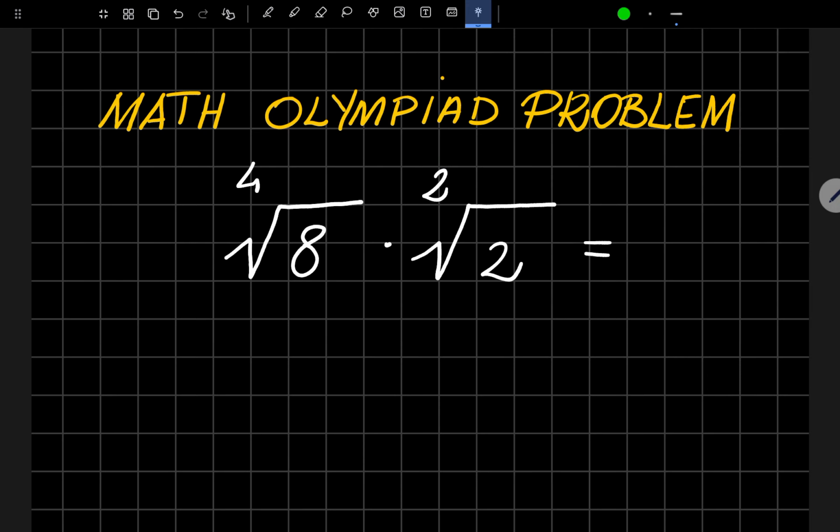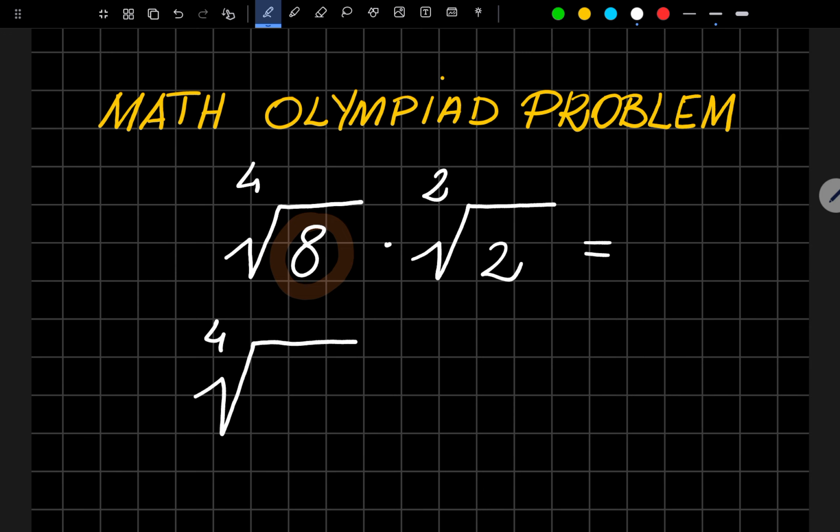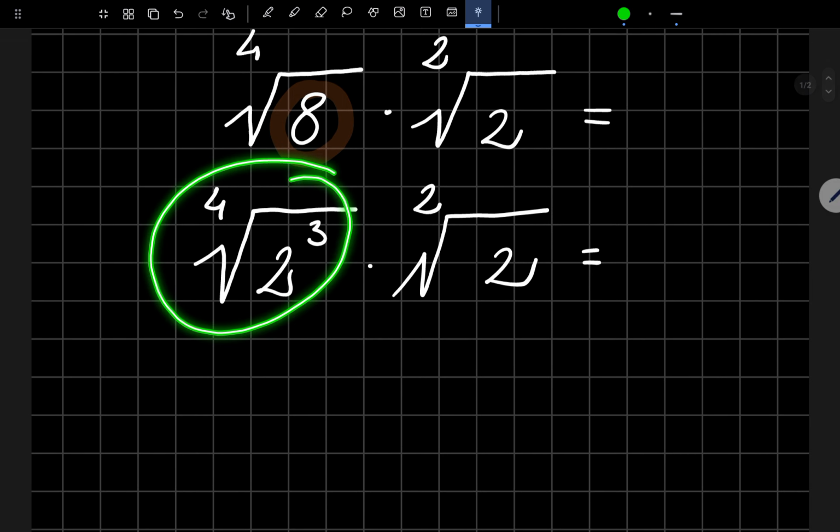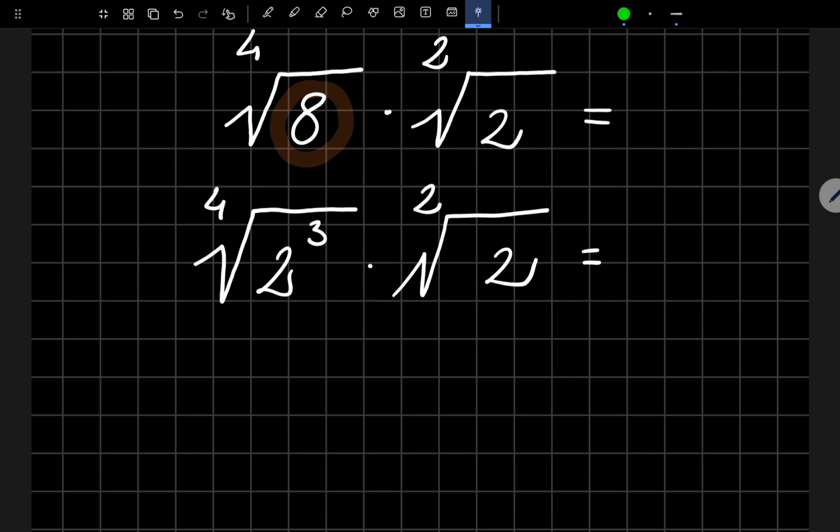Now, first step, we will write 8 as 2 to the power of 3. So that means 2 to the power of 3 times the square root of 2. Now, in order to multiply those two radicals, they must have the same index.